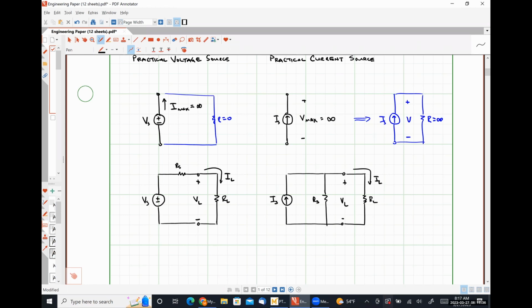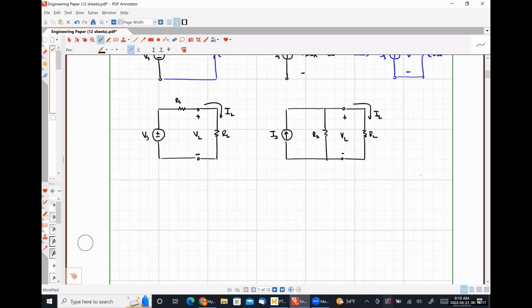Okay. So if the voltage drop across my load resistance and the current flowing through my load resistance are the same, the load resistance can't tell the difference as to whether it's connected to a practical voltage source or a practical current source. So we need to figure out what are the conditions that will generate the same electrical characteristics on both sides here, okay? So we need VL to be the same on both sides, and we need IL to be the same on both sides. So let's look at VL.